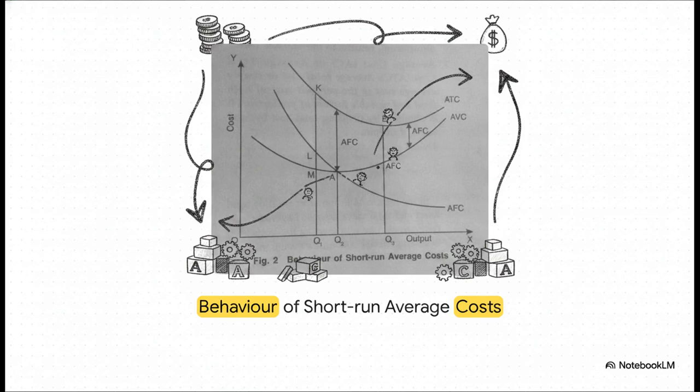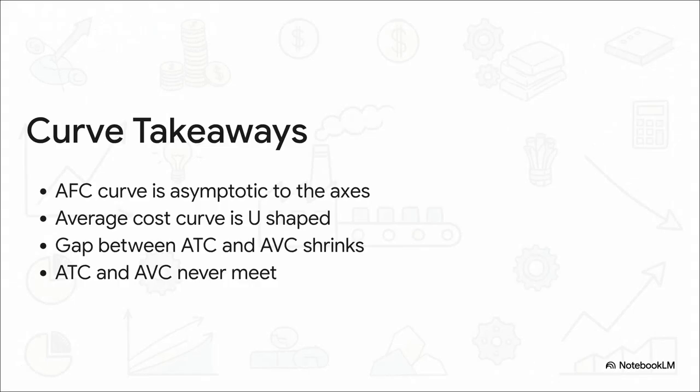If you look at the AFC curve, the average fixed cost, it starts way up high on the left and continuously swoops downward. Then take a look at the AVC curve and the ATC curve above it. They both have this very distinct swooping U-shape, where they dip down before rising right back up again. There are a few really vital economic narratives hidden in these curves.